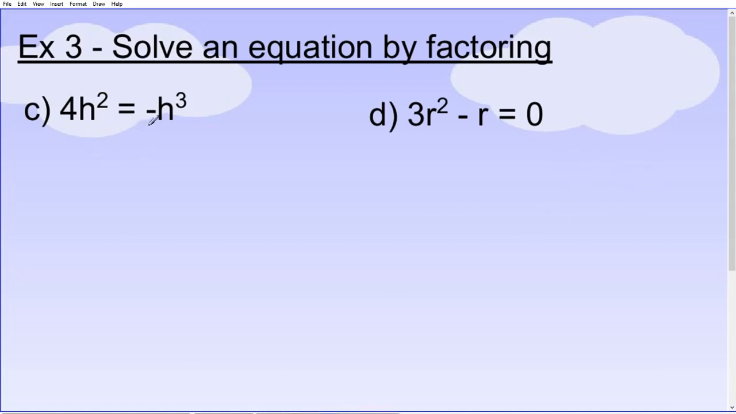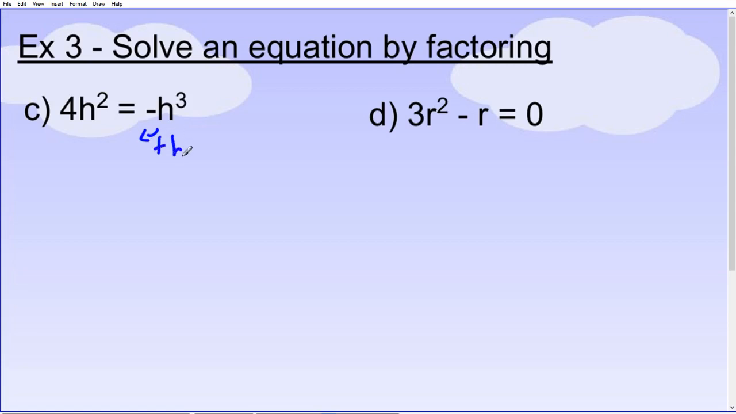Oh my goodness, there's a problem. I can't factor this because they're on different sides of the equal sign. So the first thing that we have to do is we have to get everything on one side. I have to have this set equal to 0. If it's not set equal to 0, we cannot do it. So I'm going to take this guy and I'm going to move him that way.